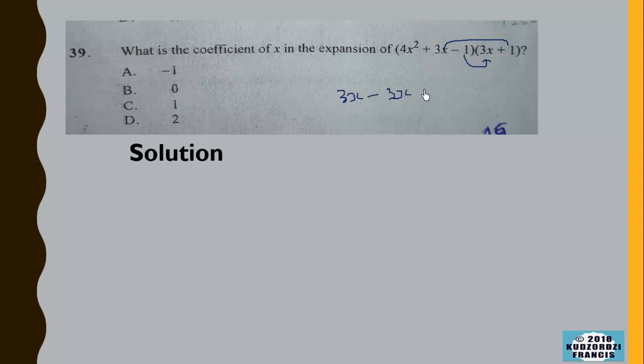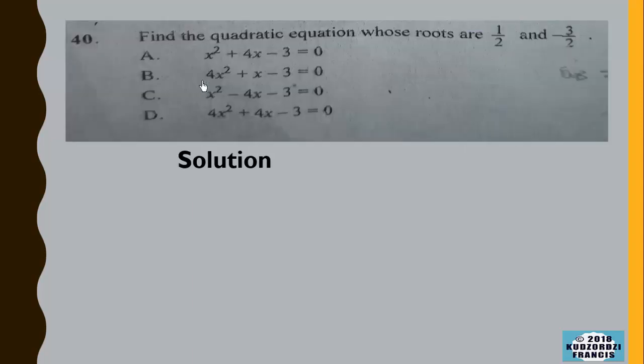So to look for the coefficient of x, we just multiply these two terms because they are the ones that will give us the coefficient of x, which is 0.